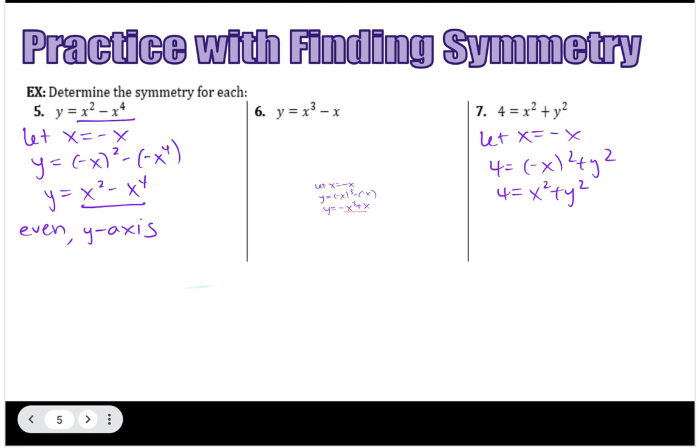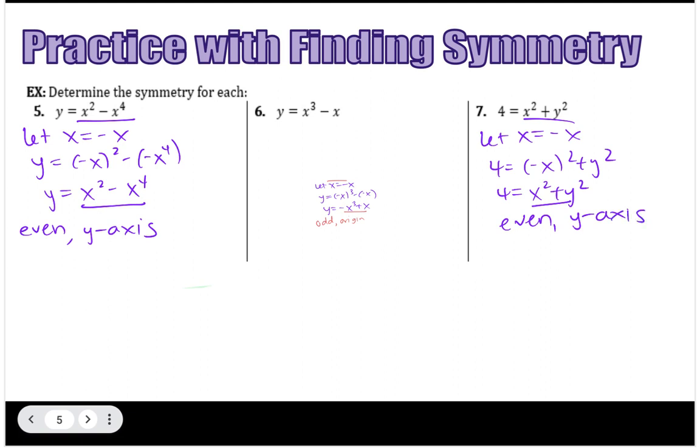On number 6, we end up with the exact opposite function, which means number 6, this cubic function, is odd and has symmetry about the origin. Number 7, we also get the exact same function, which means it is even and symmetric about the y-axis.